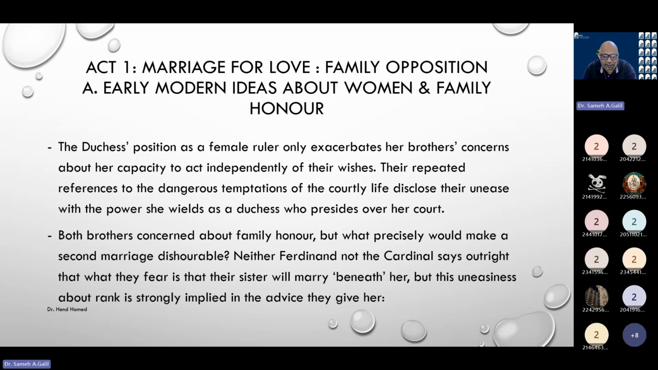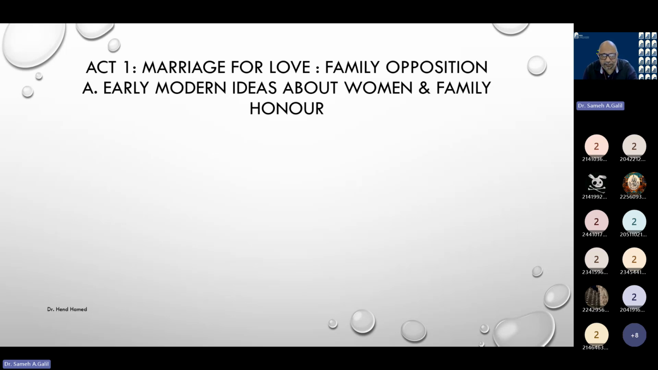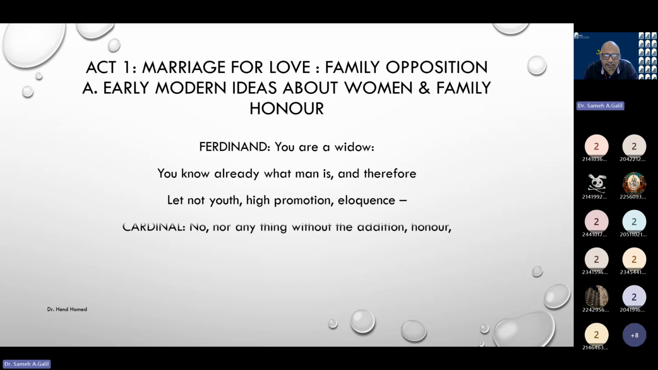Maybe you would add also the fact that she may get married to somebody beneath her rank. And obviously, this is tarnishing the honor of the family as they see it. And this is Ferdinand talking about just that. He's telling his sister, you are a widow. You know already what man is, and therefore let not youth, high promotion, eloquence. I mean, it's telling her that you may find somebody who is youthful, young, he knows how to use words, and you may fall an easy victim to those temptations. So I am warning you.